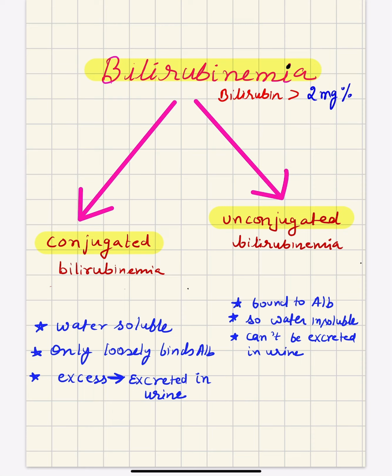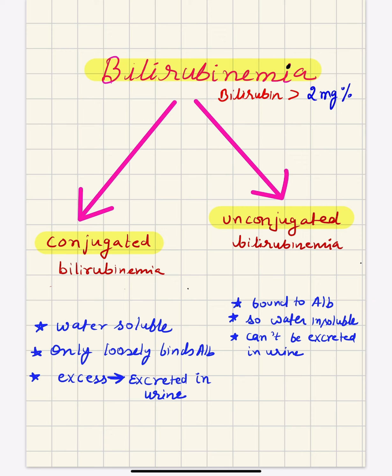So sometimes there can be predominantly unconjugated bilirubinemia, and sometimes there can be conjugated bilirubinemia. The conjugated bilirubin differs from the unconjugated bilirubin in certain properties. What are those? Firstly, the conjugated bilirubin is water soluble. The unconjugated bilirubin is bound to albumin, so it is not filtered by the kidney, so it does not come out in the urine.